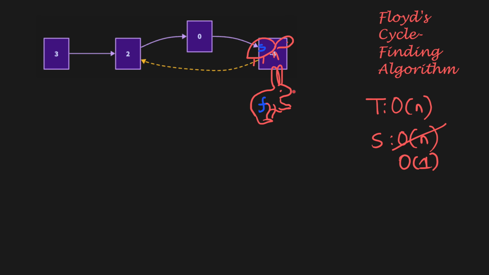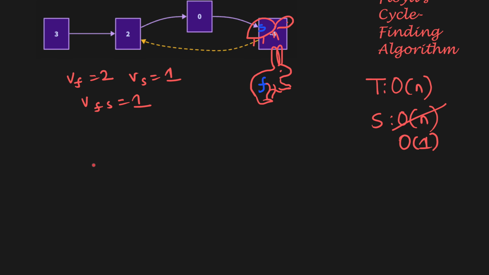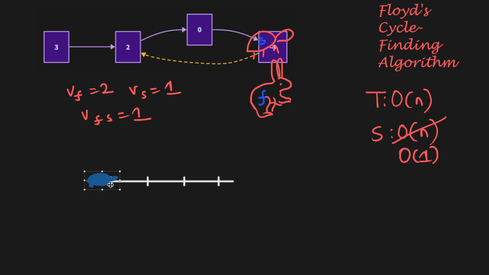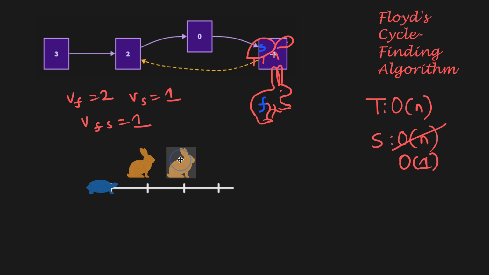from physics. We know the speed of the hare is 2 and the speed of the tortoise is 1. Therefore, the relative velocity of the hare with respect to the tortoise is 2 minus 1 equals 1. This means if we imagine the tortoise is stationary, then on a straight line, the hare is just going away from it one step at a time.